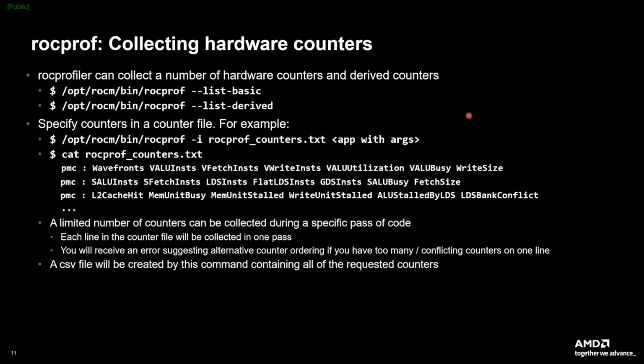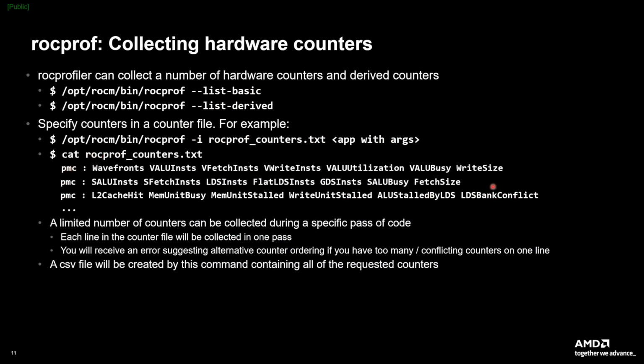Now, rocprof also does hardware counters, and you can collect a number of hardware counters and derived counters, and you can see the availability with these commands. Just to mention, you have to be on the GPU when you run this. And you can specify counters in a counter file. So if I want to use specific counters, I do -i and a TXT file, then the application, and my TXT file has this.